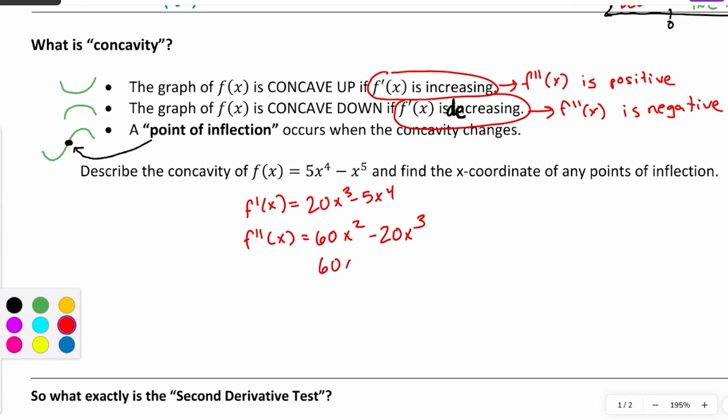So we'll set this second derivative equal to 0. We'll solve it just like we solved the first derivative equal to 0. It's the same technique here, where we're going to factor out a GCF, which in this case would be 20x squared. You could also just divide both sides by 20 to simplify it, but either way is fine. So 20x squared times 3 minus x. So I get two subcritical points, one at 0 and one at 3.